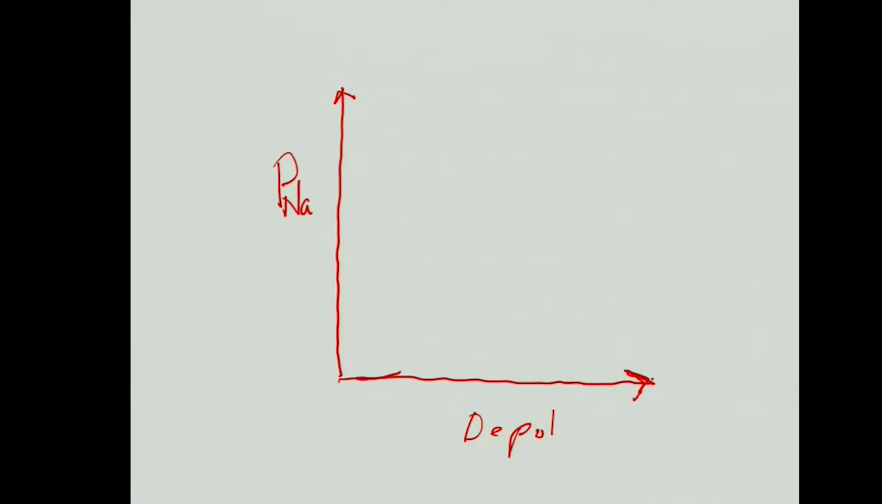Let me just give you a diagram of what the properties of one of those channels might look like. If on one axis we plot the permeability to sodium, PNa, and on the other axis we plot the membrane depolarization. What was suggested was that there are these specialized channels that are normally closed, meaning low permeability, but as the membrane is depolarized, these channels open, allowing the permeability of the membrane to sodium to increase, right? So this is a diagram of so-called voltage-dependent permeability, because the permeability is dependent upon the level of depolarization.